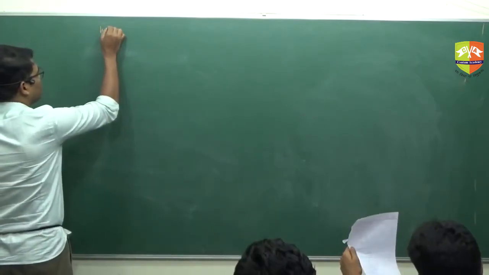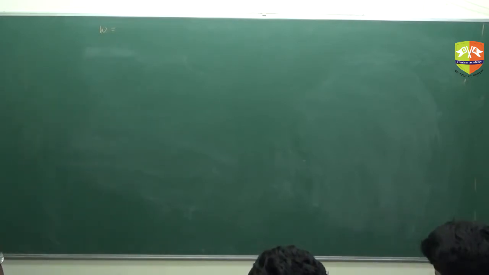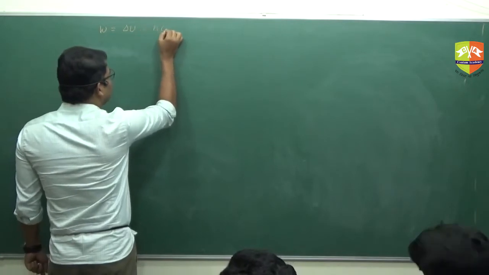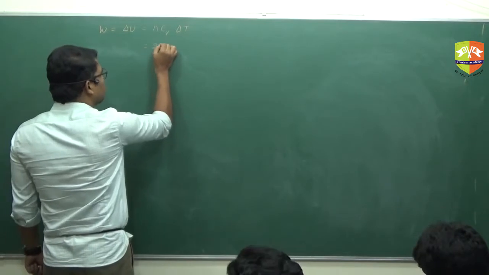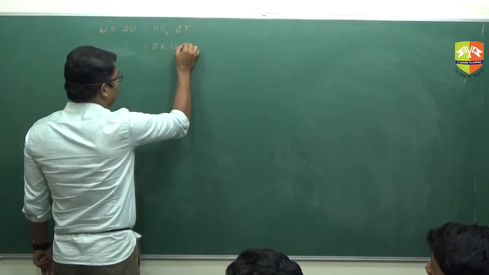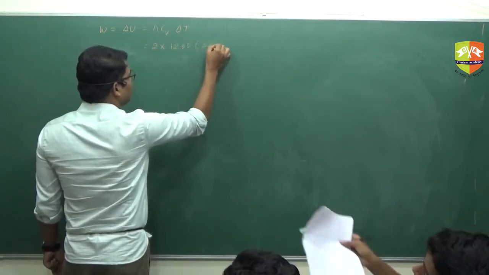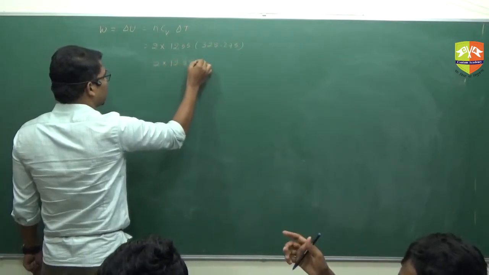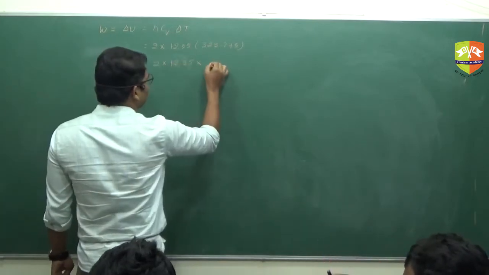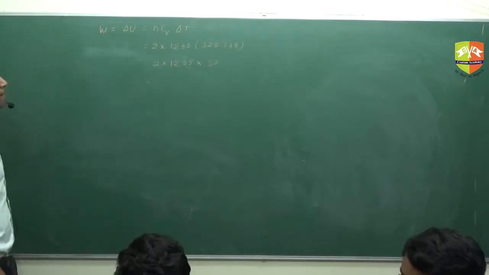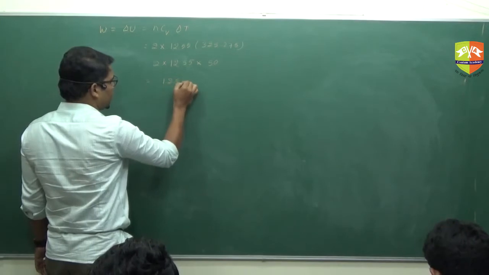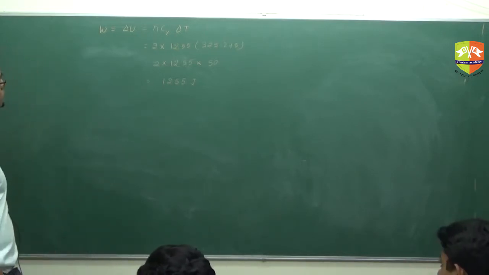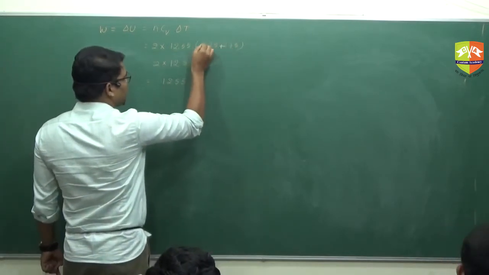See, first of all, work done we need to find out. So in adiabatic, what is the process we have? Adiabatic irreversible. So work done is delta U. And this equals nCV delta T. n is given, 2. CV is also given, 12.55, and T2 minus T1 is 275 minus 325. So it's just 1255. So work done is negative 1255. It should become negative.